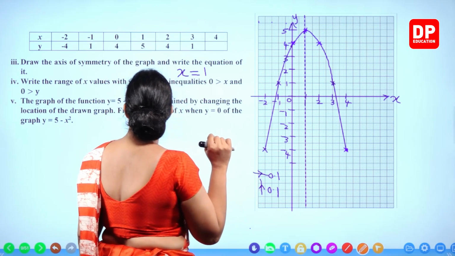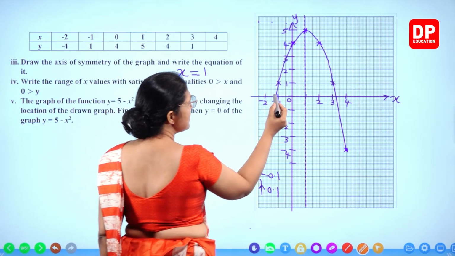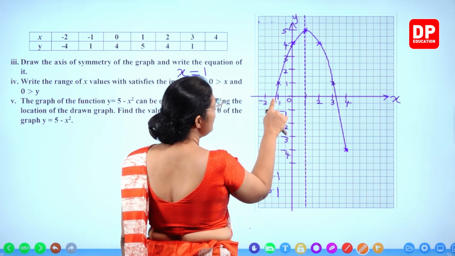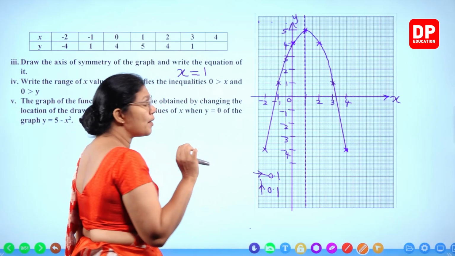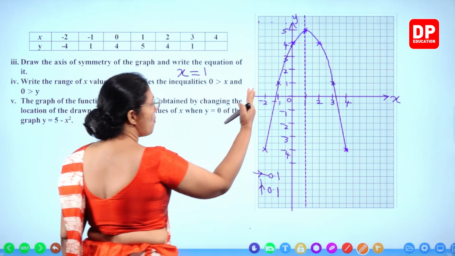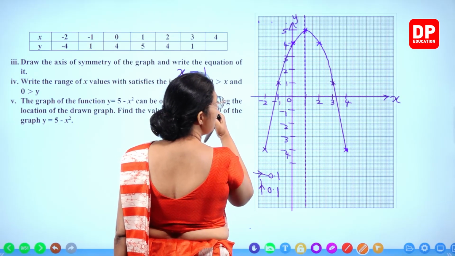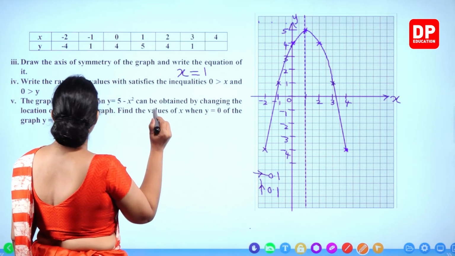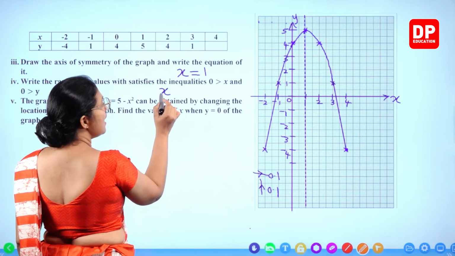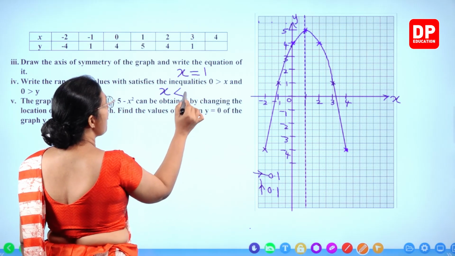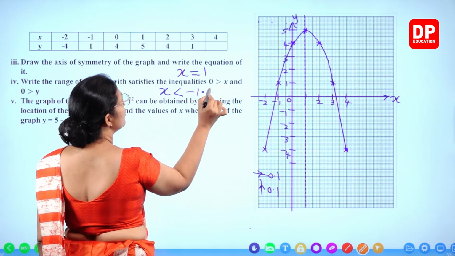So you have to write down the x values. What is this x value? When you read that, it is about minus 1.2. So minus 1.2 and less than that. How do you write that down? x should be less than minus 1.2.